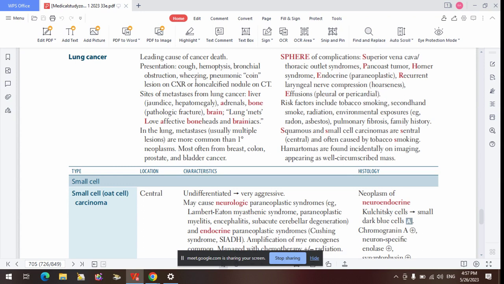So what are the risk factors for lung cancer? Don't worry, guys. When we start talking about the pancreas and everything, you will understand this complication. You might not even need to memorize this. So what are the risk factors that can cause lung cancer?